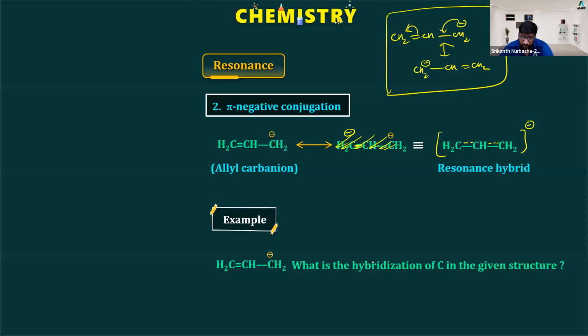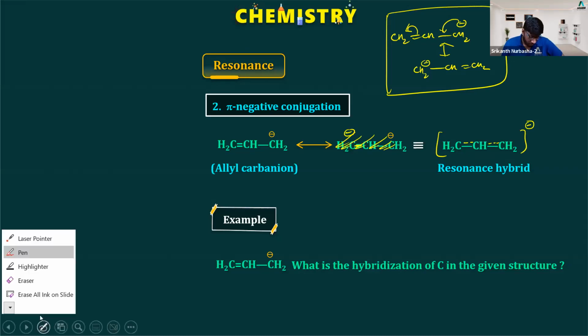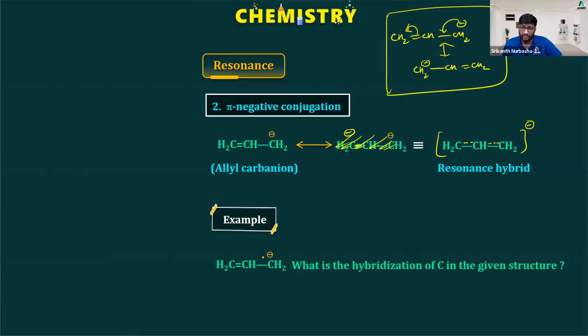CH2 double bond CH, CH2 minus. What is the hybridization of carbon in the given structure? sp3. sp3 or sp2? Yes, Shima. Sir, sp2. Why, Suman? Sir, that minus charge will be in resonance with the double bond. Yes, very good. Whenever you have a negative charge involved in resonance, that negative charge will come into pi electron density, moving away. So we'll have CH2 minus CH double bond CH2.